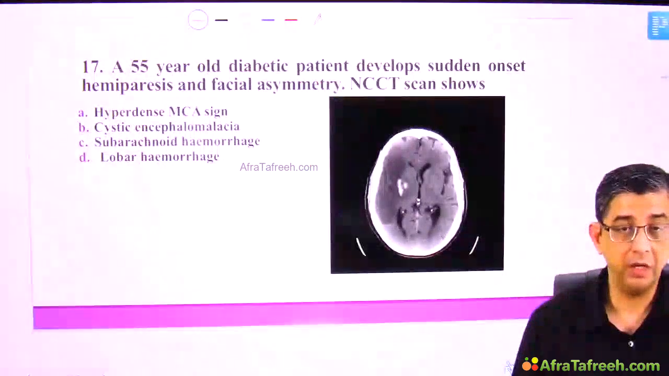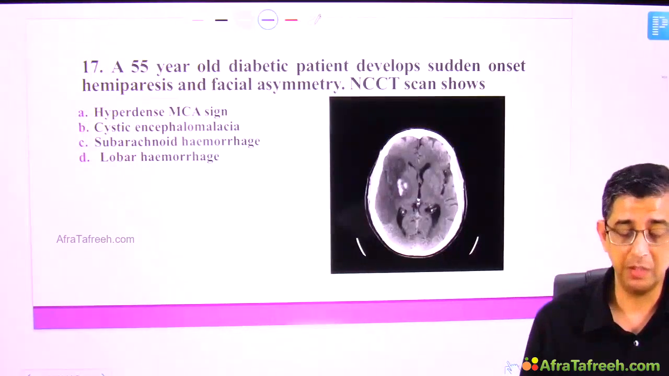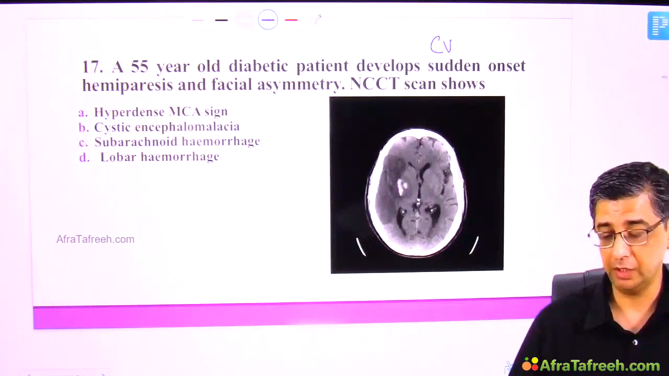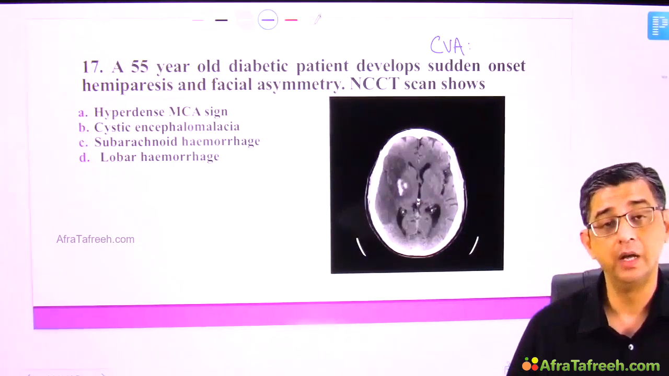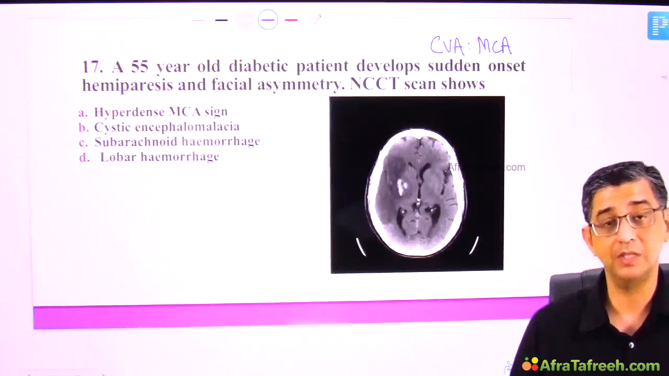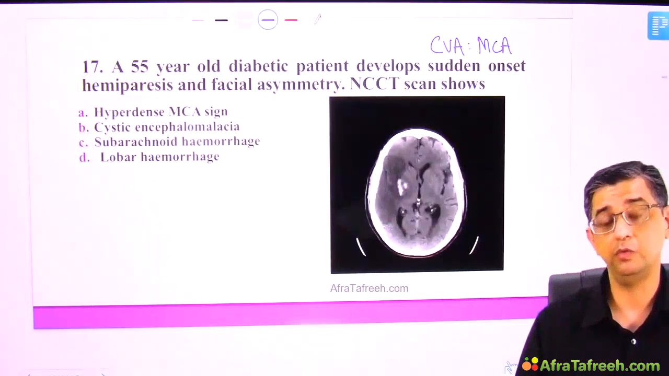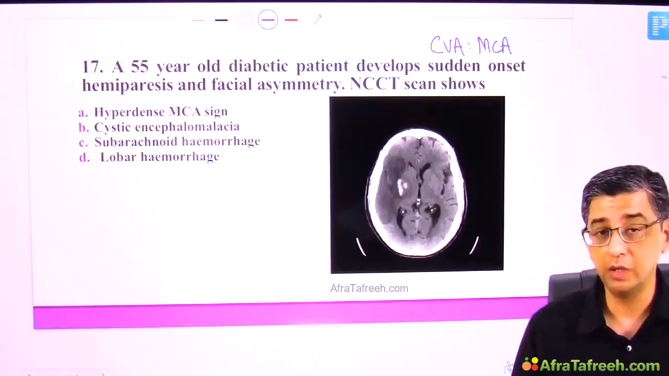Coming to question number 17, he is talking about a 55-year-old diabetic patient who's got sudden onset hemiparesis and facial asymmetry. So we are thinking in terms of cerebrovascular accident, and I am suspecting this to be a middle cerebral artery territory stroke primarily because he is talking about facial asymmetry. He is talking about a sudden onset hemiparesis, so it's probably the internal capsule that would be involved.